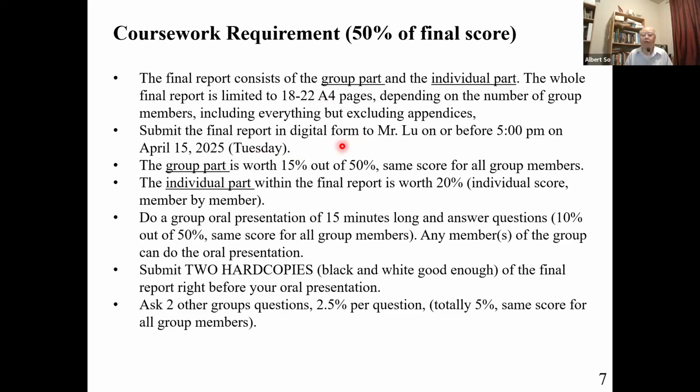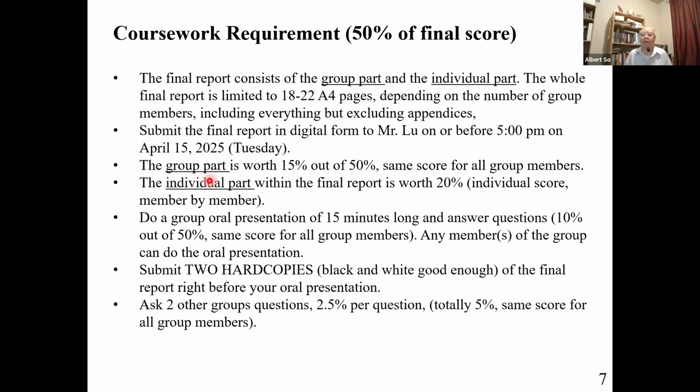Remember, you need to send Mr. Lu your group details by the end of March. And then on April 15, we have the first day of group presentation. So before 5 o'clock, send your report in digital form to Mr. Lu. All groups must send the report.